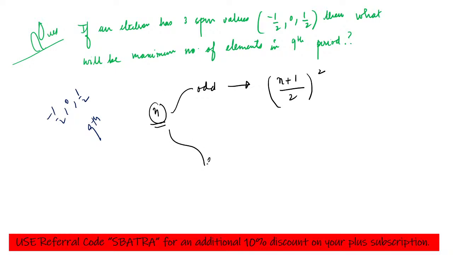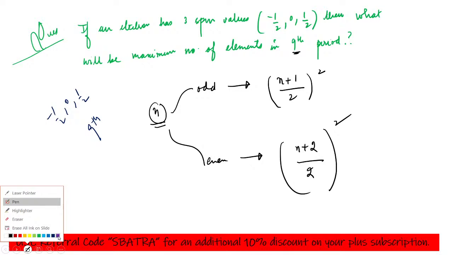When it's even, which formula do we have to apply? (n plus 2) divided by 2 whole square. So this is for the number of orbitals when n is odd, and this is the number of orbitals when n is even. Over here it's given 9, which is an odd number. So ninth is odd, so n is equal to 9.